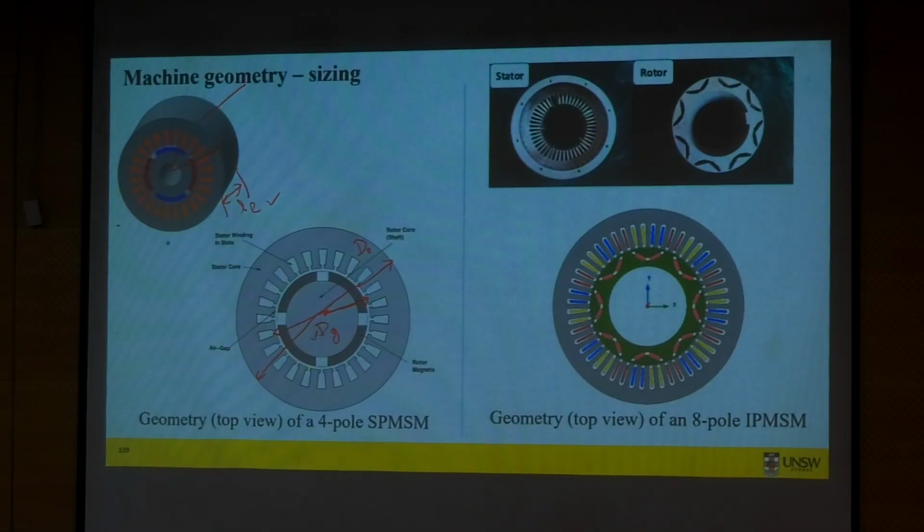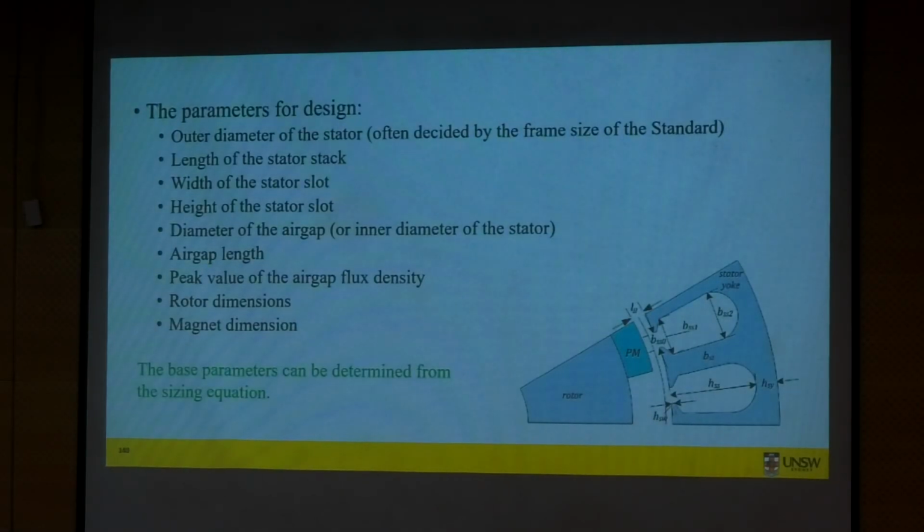So to go to that equation which will give us these dimensions, there are a few more dimensional parameters we will need. Here you are seeing it is for SPM, but for IPM, the stator part is the same. Apart from the air gap diameter and length, we may want to know the slot's dimensions: the depth of the slot and the width of the slot.